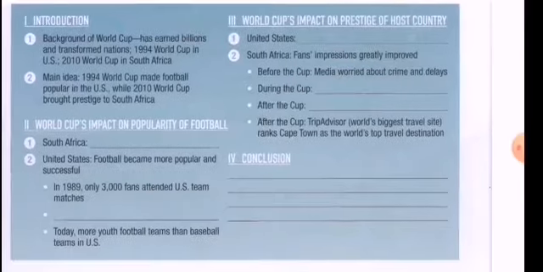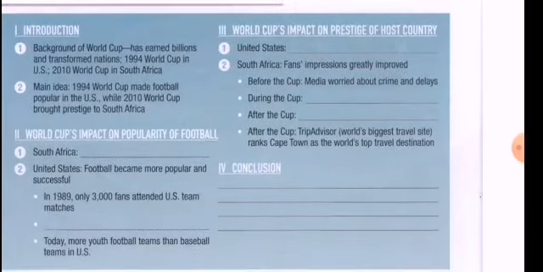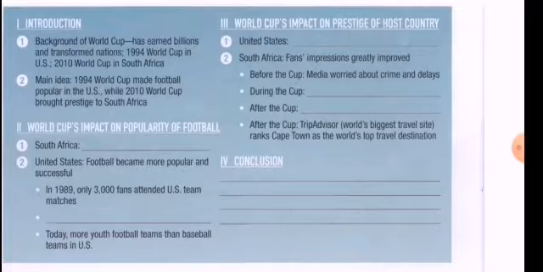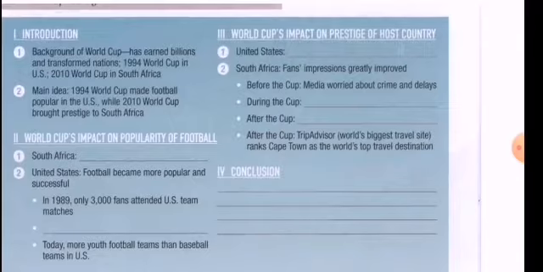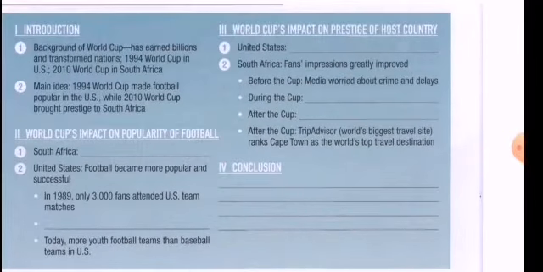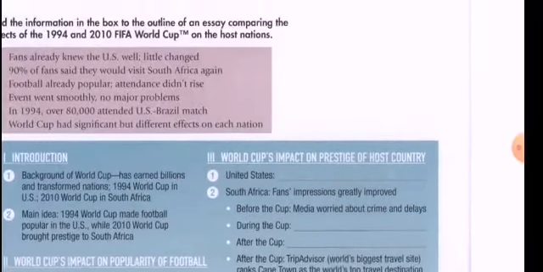Of course, it is influencing a lot. And the second argument here, the third paragraph, is the World Cup's impact on the prestige of the host country. So in the second paragraph, you will write about how the World Cup contributed to the popularity of football. And in the third paragraph, you will write about how the World Cup contributed to the popularity of the host country. Not the football, but the host country. Well, so overall, two arguments. Argument 1, the popularity of football, and argument 2, the popularity of the host country.